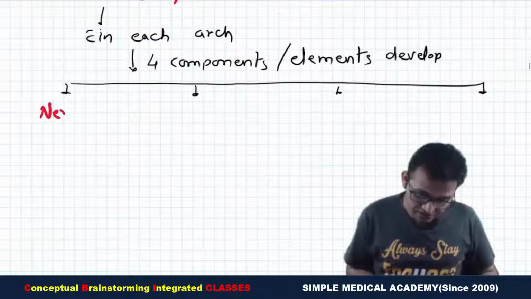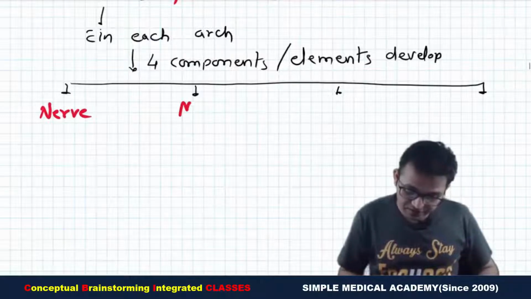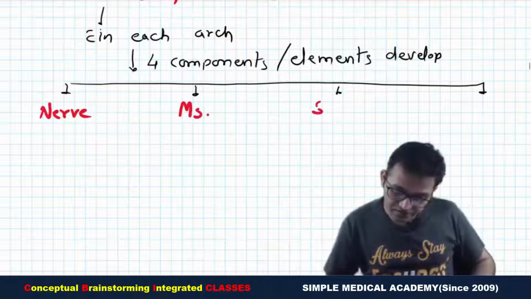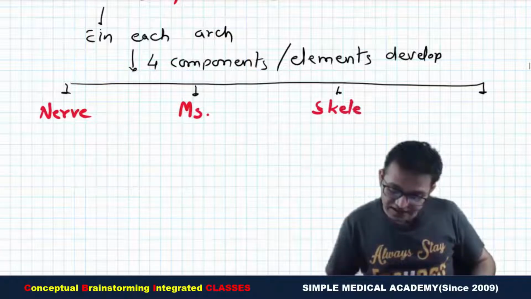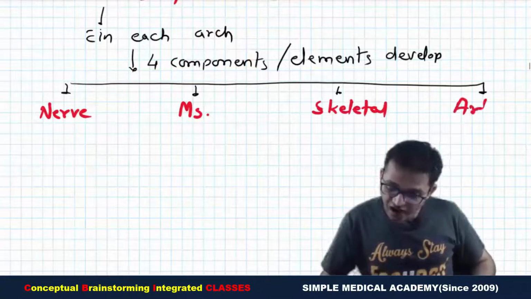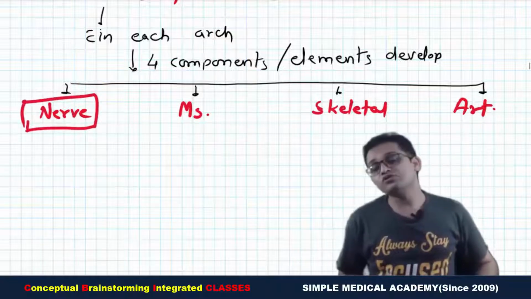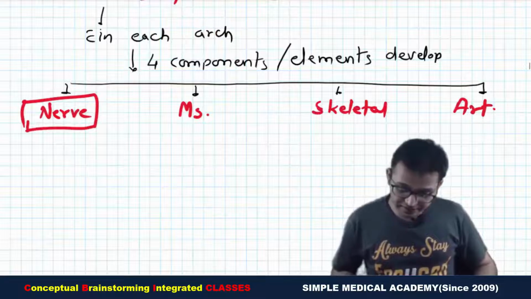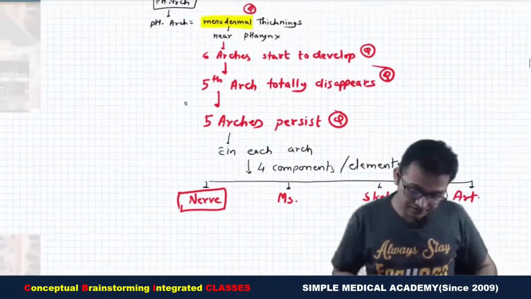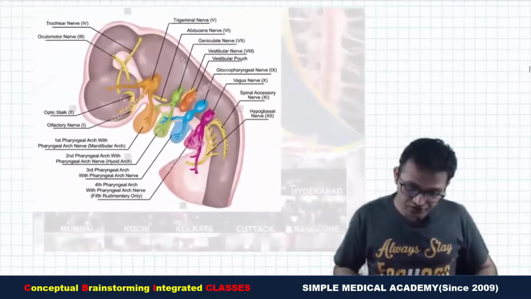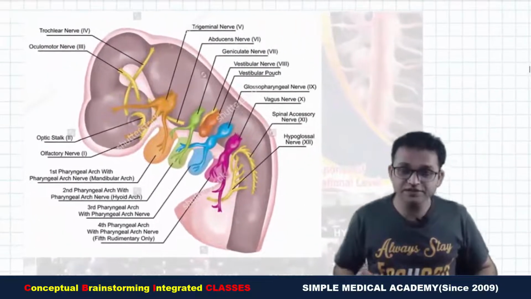Yes, nerve element, muscular element, skeletal element, and arterial element. 4 structures are developing. So first of all we are going to talk about the nerve. Okay, so just see here, can you observe this image?